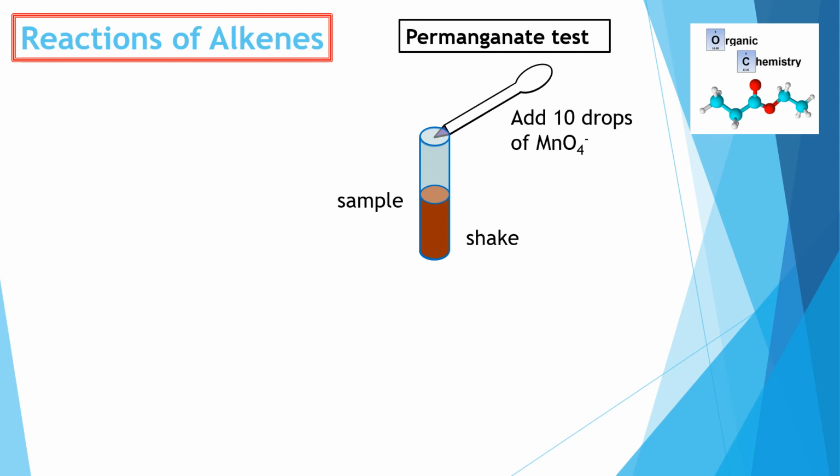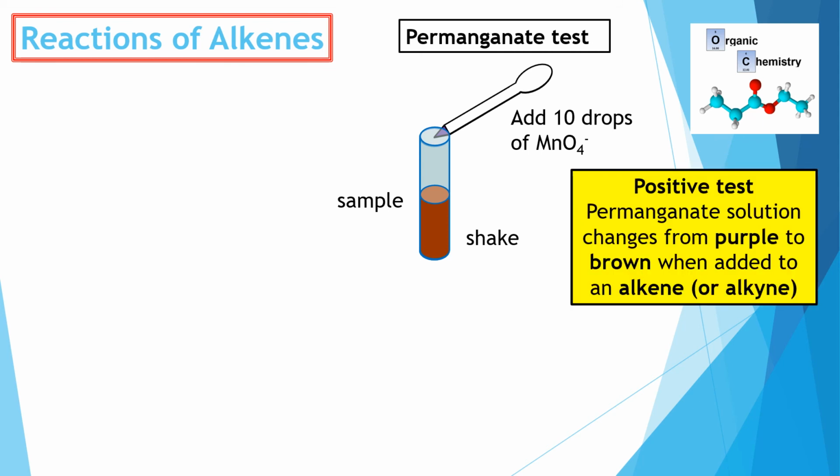So remember that this is the permanganate test to see if something's an alkene, or possibly it could be an alkyne. Remember, it's just a test for unsaturation.